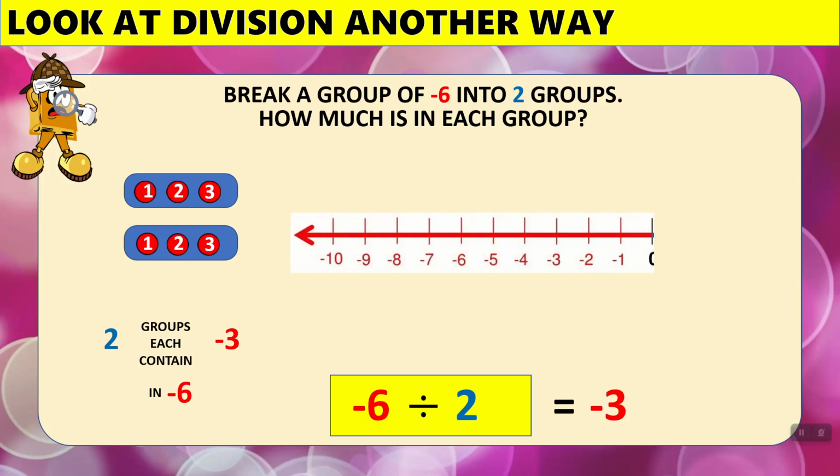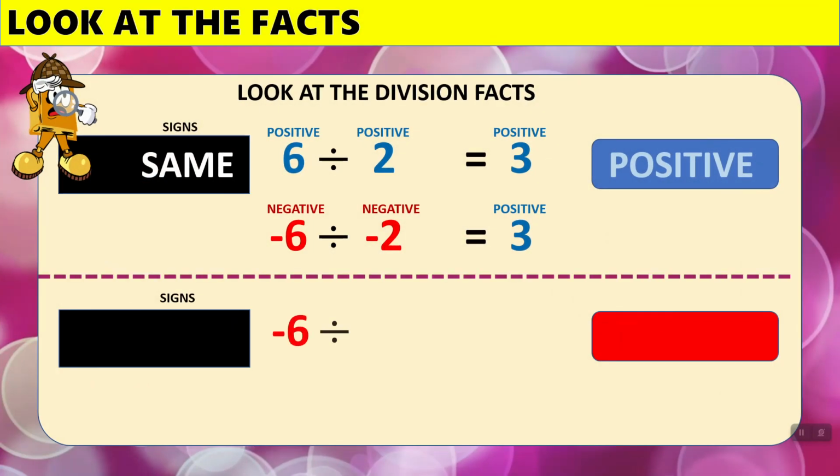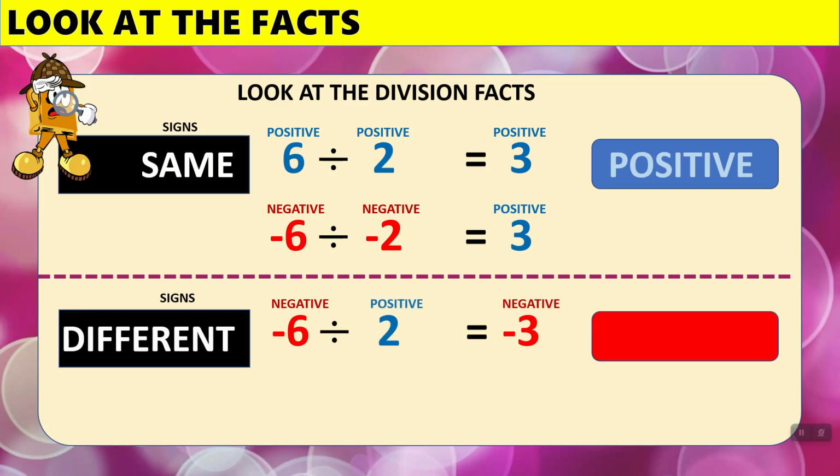And let's look at that on the number line. Here's minus 6. Here are 2 groups, and in each group, there are -3. And when we started off with the question, we had a -6 divided by a +2, so those signs are different, and our answer is a -3. So let's write that fact down. -6 divided by 2 was equal to -3. This one was negative, this one was positive. The answer was negative. We started off with different signs, and our answer was negative.